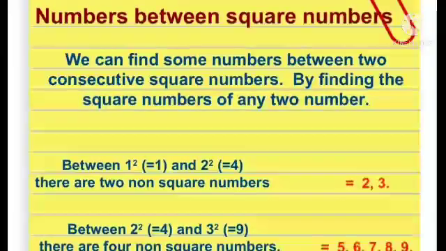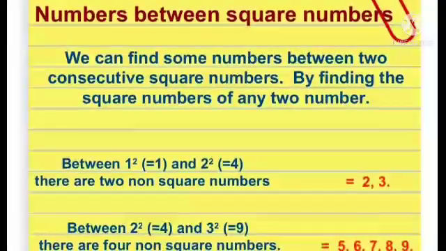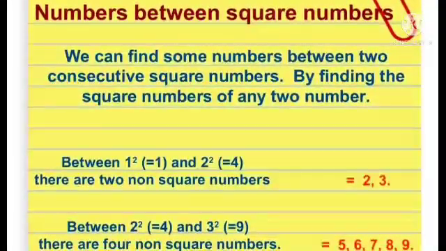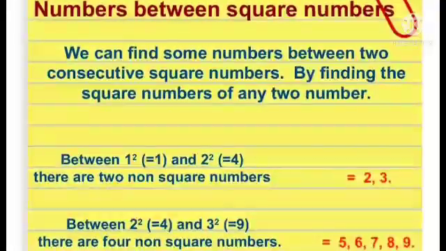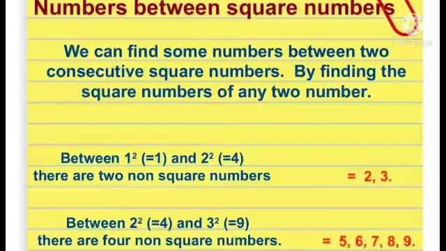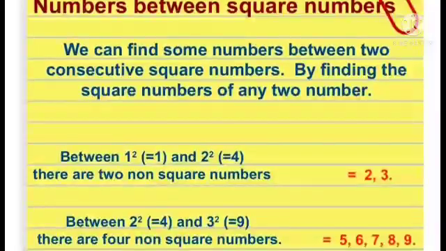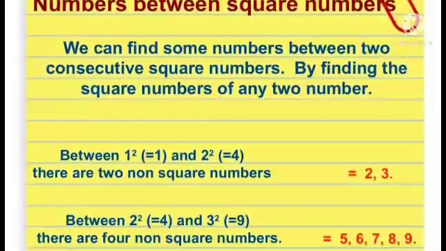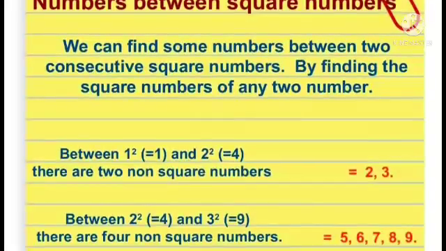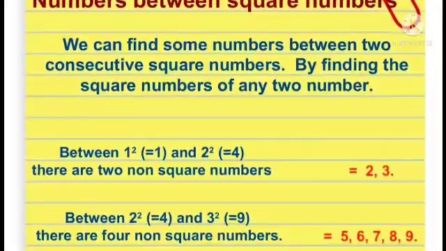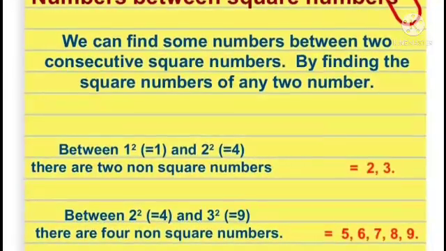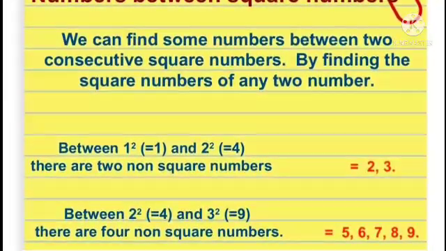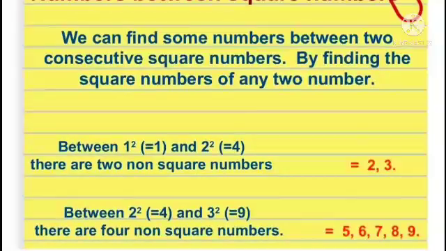Numbers between square numbers. We can find some numbers between two consecutive square numbers by finding the squares of any two numbers. Between 1 square and 2 square, there are two non-square numbers. Those are 2 and 3. Between 2 square and 3 square, there are four non-square numbers. Those are 5, 6, 7, 8 and 9.